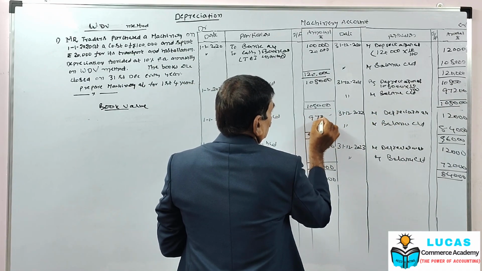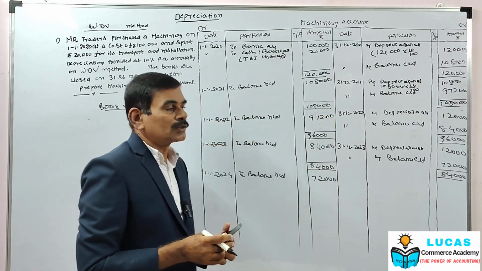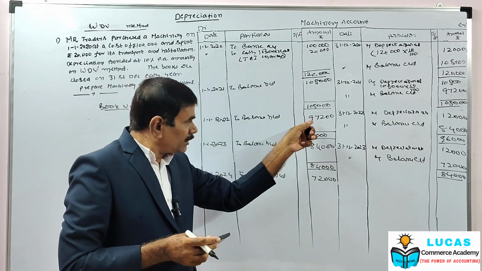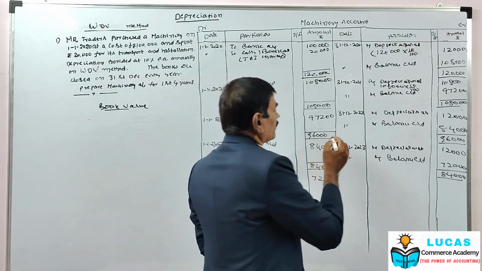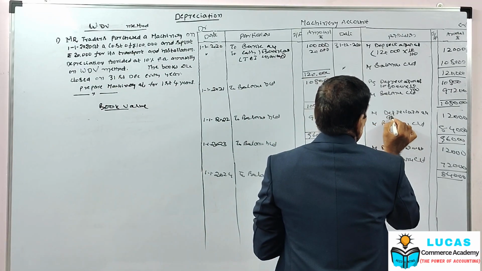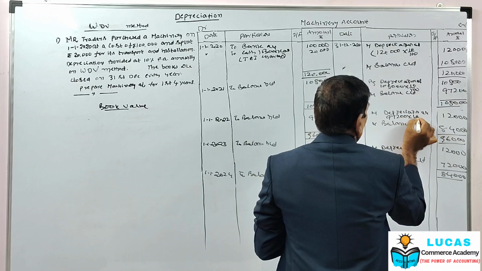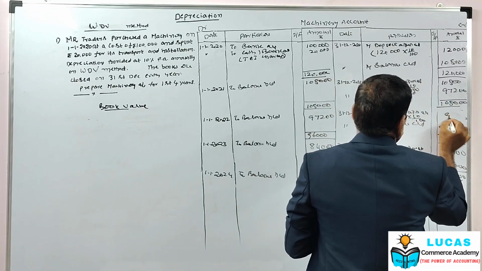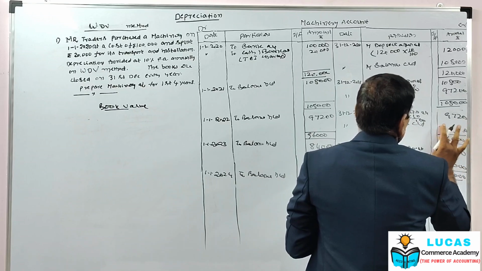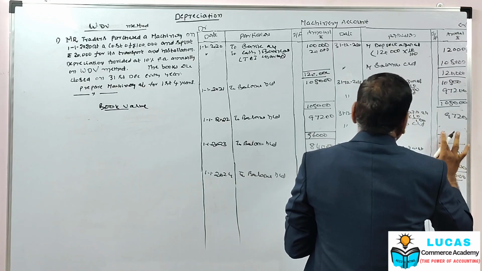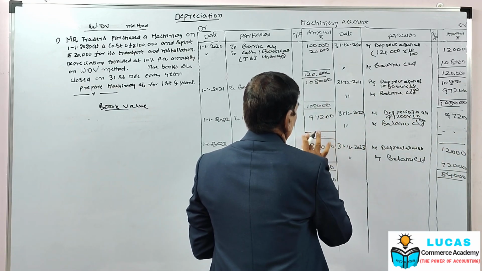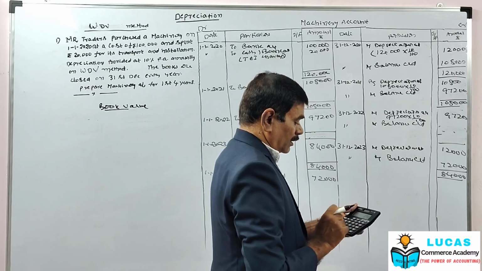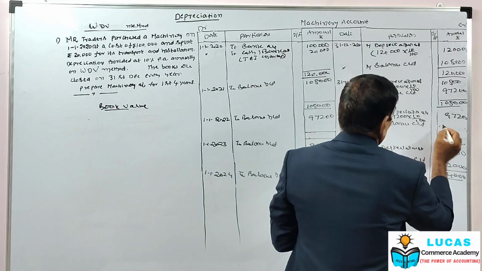1/1/2022, 97,200. So this is the book value. In the third year, we are going to provide depreciation on this book value. That means 97,200 into 10%, 10 by 100, so that means 9,720. Okay, so the balance is 97,200 minus 9,720, which is 87,480.